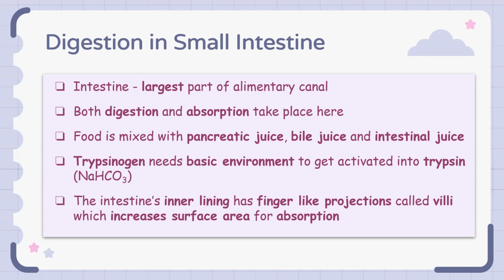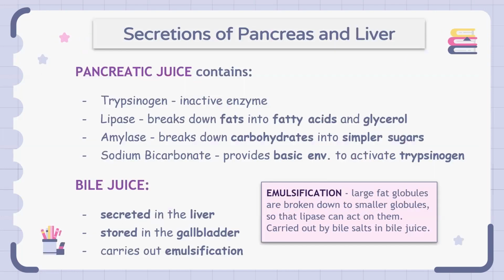The intestine's inner lining has finger-like projections called villi, which increase surface area for absorption. The villi have projections called microvilli. Let us now understand the functions of the three accessory organs of the digestive system.